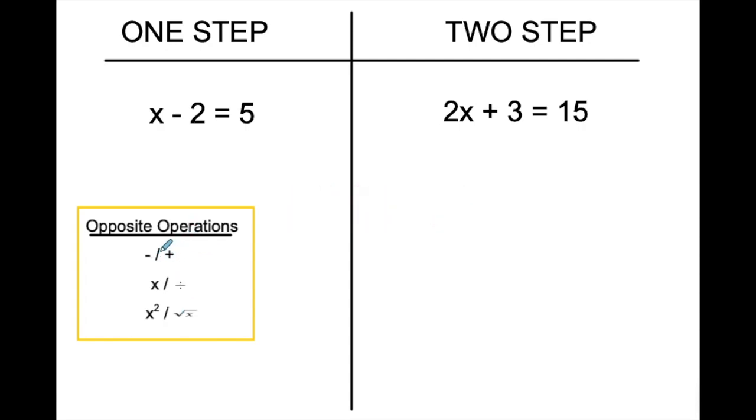It's very important to go in reverse order of operations. Sometimes it works out. Most of the time it does, actually, but it's a good idea. So I'm going to start with the adding and subtracting. This is being subtracted. So I'm going to add 2 to this side.